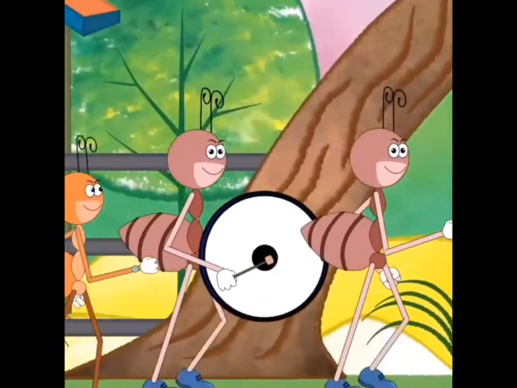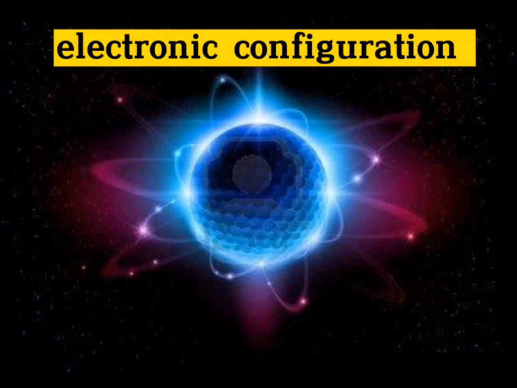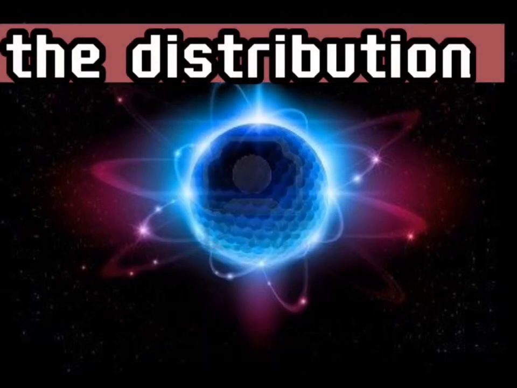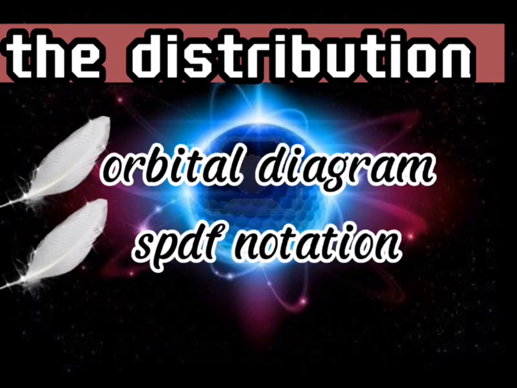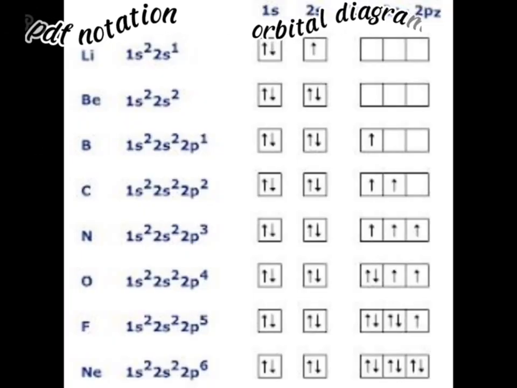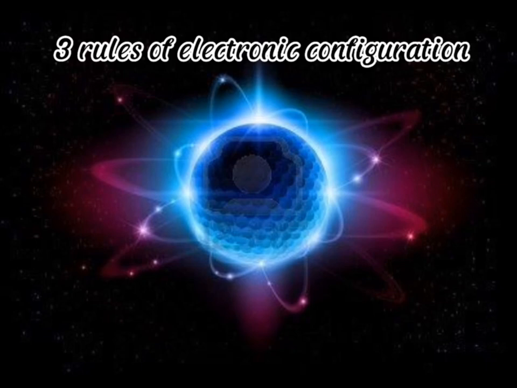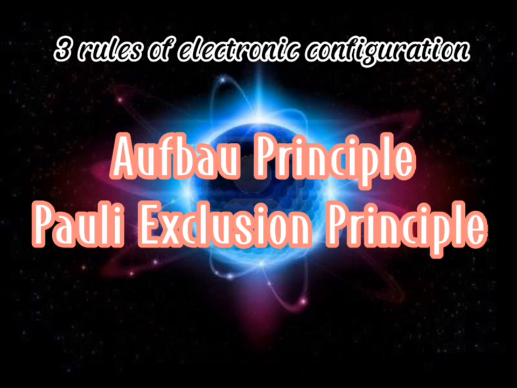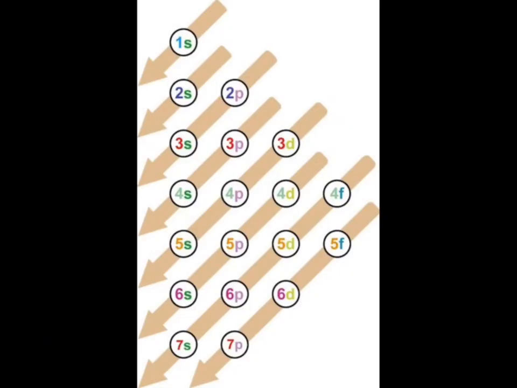now, let me introduce to you guys electronic configuration. Electronic configuration describes how electrons are distributed among the various orbitals in the principal shells, or main shells, and subshells of the atom or ion. The distribution of electrons is shown through orbital diagrams and spdf notation. In order to write the electronic configuration of an atom, 3 rules are used. The rules are the Aufbau principle, the Pauli exclusion principle, and Hund's rule.